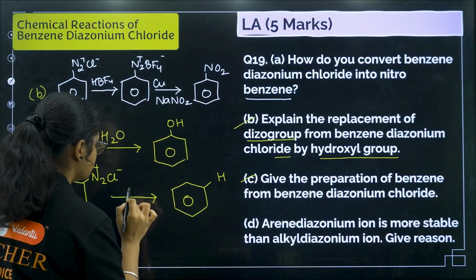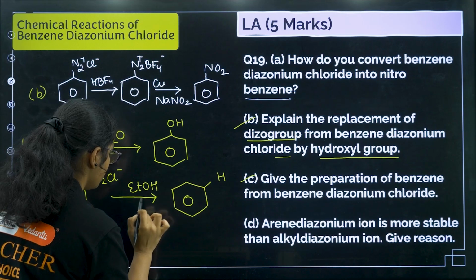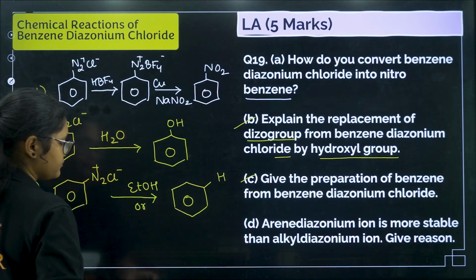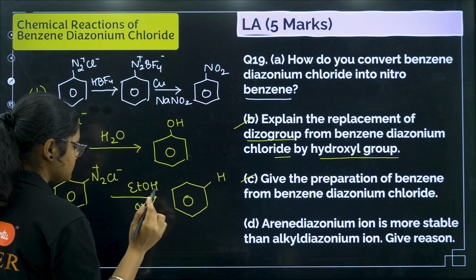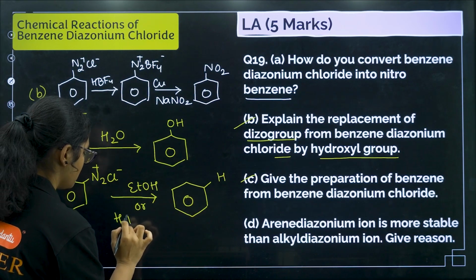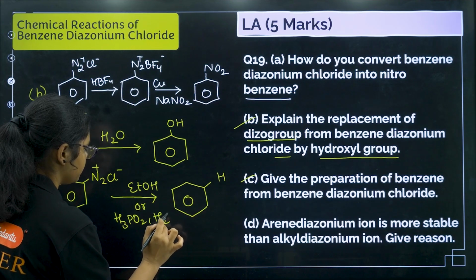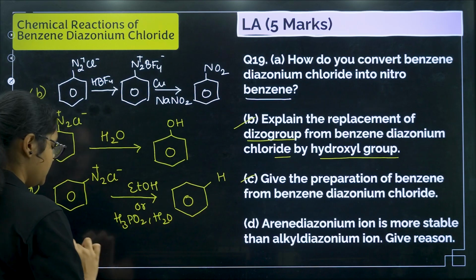Okay, so for benzene you can use either ethyl alcohol, or one more was there, that is H3PO2 with water. Clear? Next E, what is there?